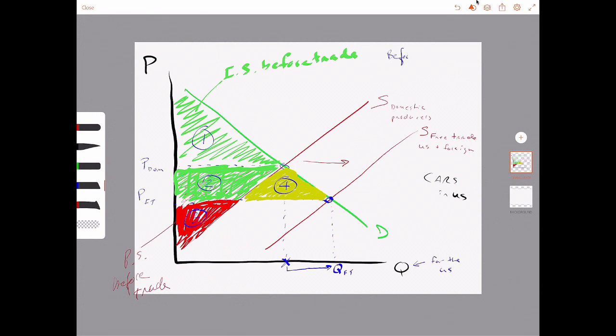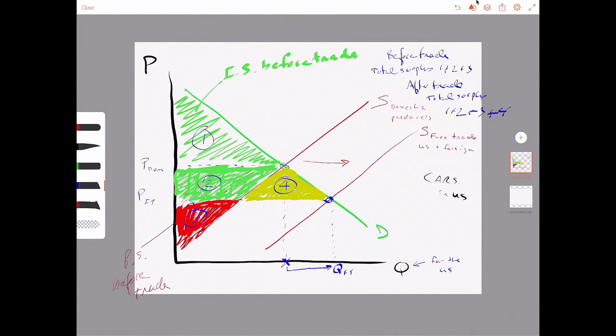Before trade, the total surplus was area 1 plus 2 plus 3. And then after trade, the total surplus is 1 plus 2 plus 3 plus that yellow area 4. This is why economists look at trade and say, this is good. We want this. There's more benefit to the overall economy.